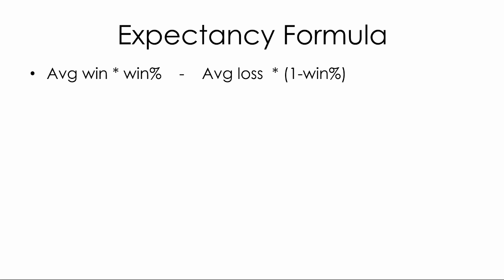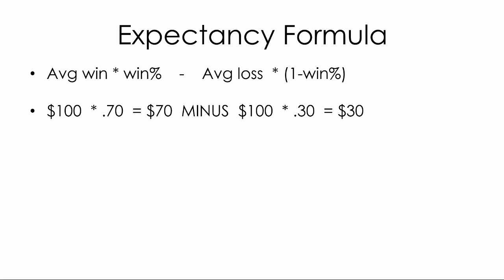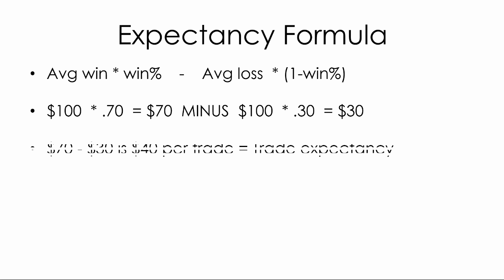We have a system that has a 1-to-1 risk reward. There's no trade management, okay? I'm either going to make 100 or I'm going to lose 100. And it turns out that I've done pretty good in my analysis and I can actually win 70% of the time. So let's plug that into our formula. I have $100, which is my average win. I win 70% of the time. I want to subtract that from the $100 that I lose on average, and then my loss percentage, which is 30%. So now I just need to subtract those two numbers.